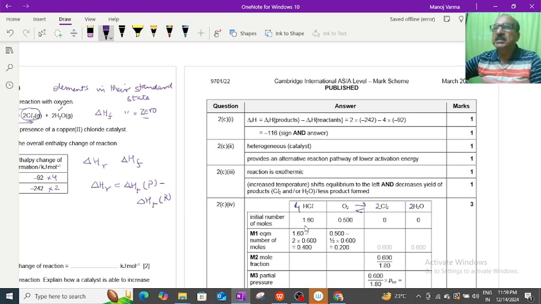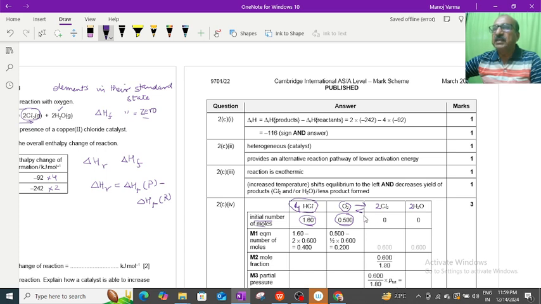So the question says that we have mixed 1.6 moles of HCl and 0.5 moles of oxygen in a sealed container. So this will be considered as the initial number of moles. This 1.6 moles represent the amount of HCl which was present initially, and this is 0.5 moles of oxygen which was present initially. Obviously, initially the number of moles of chlorine and water was 0 because the reaction had not yet started.